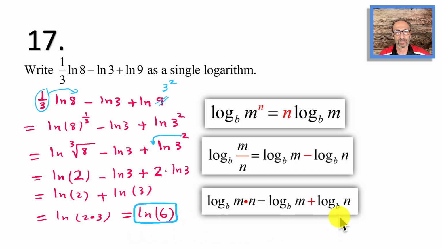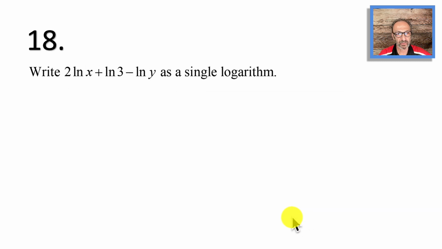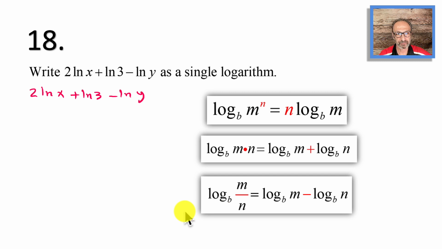One more practice. Write 2 ln x plus ln 3 minus ln y as a single logarithm. Let's write the formulas. Let's take the 2 back in, just like that. Take the 2 back in, like the first formula.